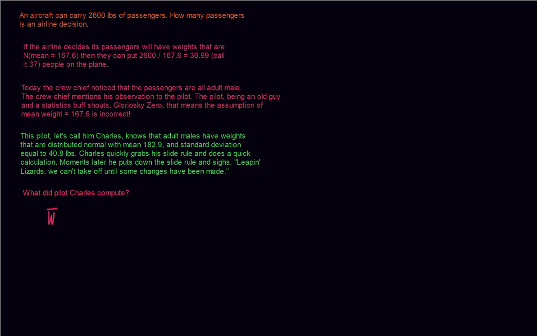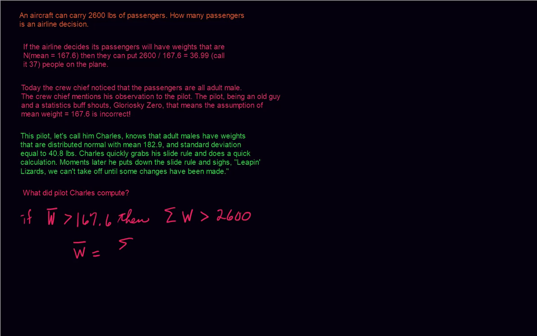Most likely, Pilot Charles computed W bar, but not for the mean of 167.6 that the airline had given him. Since he observed that these were all adult males, he probably used the more correct normal distribution of 182.9 pounds for the mean. Well, the sum of the weights, if that sum exceeds 2,600 pounds, then he's overloaded.